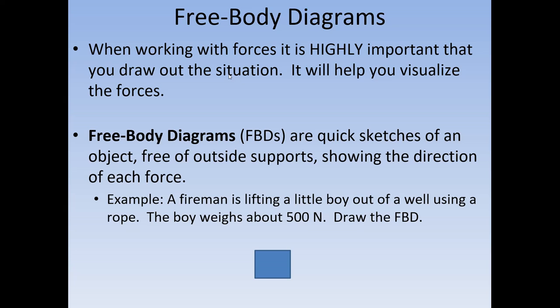They tell us how much the boy weighs, so I know that there's a force due to gravity pulling him down. I know that this is FG. And because the fireman's lifting the boy using a rope, we know that there's a tension force going upwards. So my forces will look like this: FG going down, FT going up. So this is my FBD.